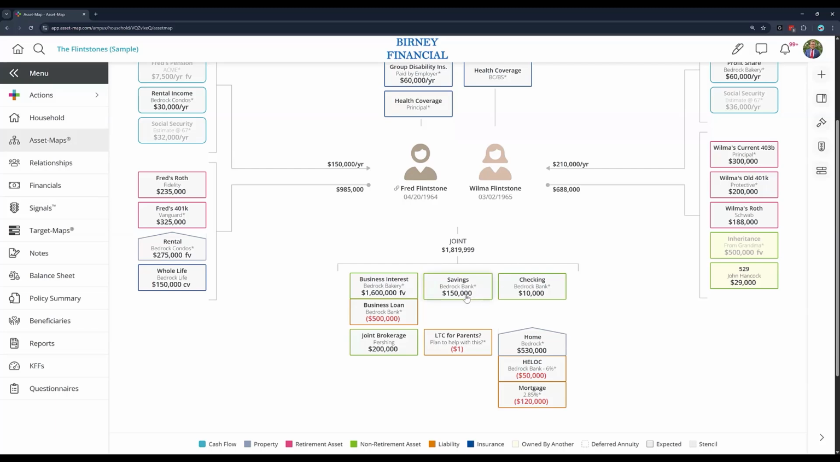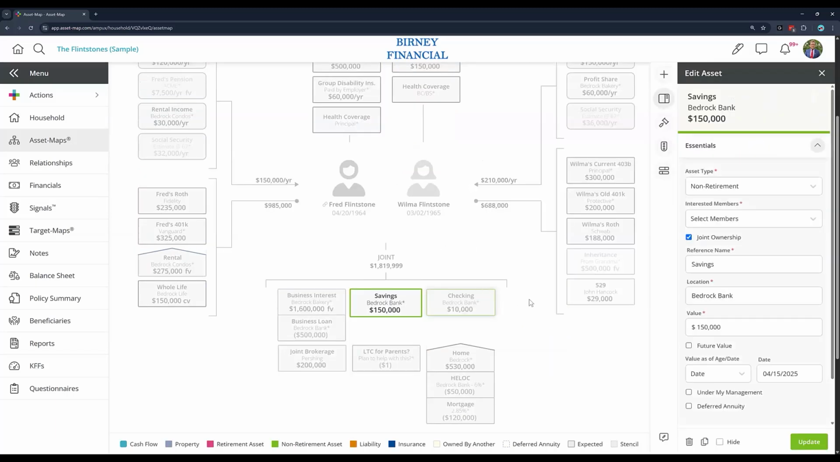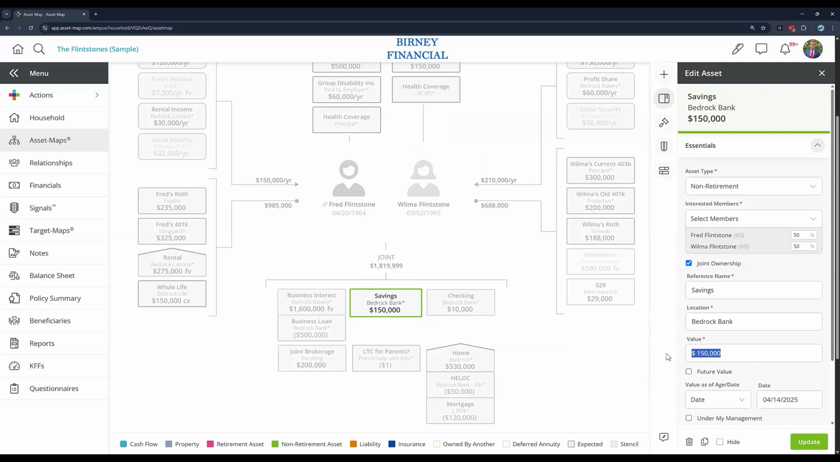I have your savings here at about 150. That's still about how much is in there. And they might say, no, John, we actually just redid our floors in the house. We spent about $30,000 on that. So it should be more like 120 now. Awesome. I'm going to now open this tile up right in front of them and enter in that new value, $120,000.